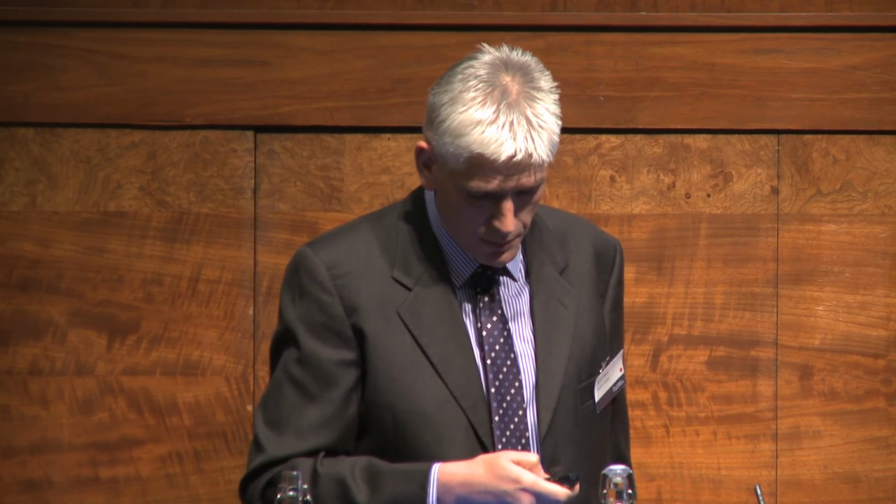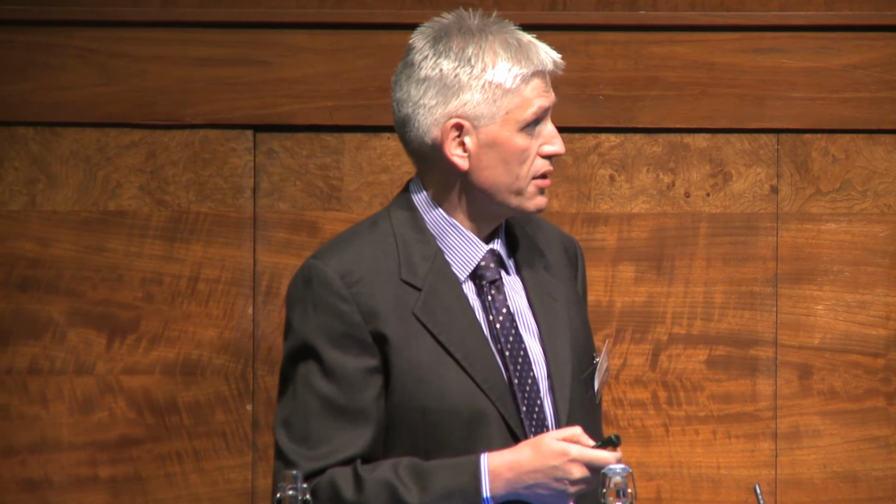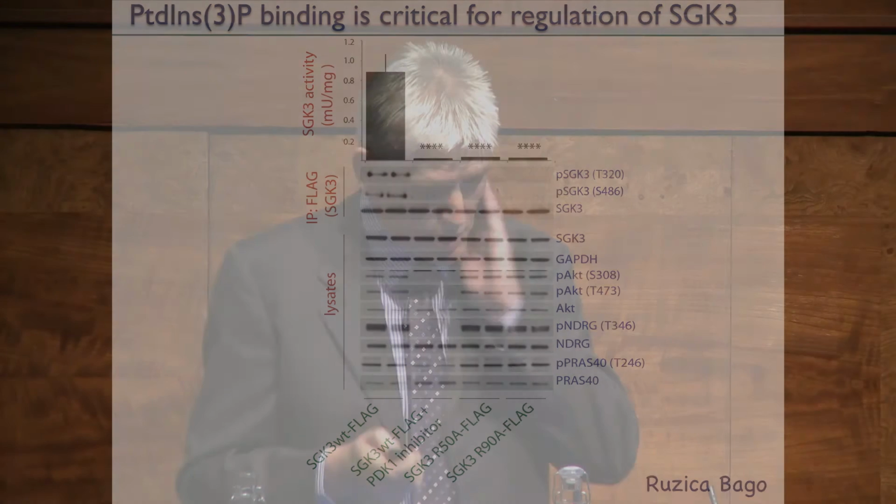And what was quite interesting was that we then looked to see whether binding of PI3P was important for SGK3 activity in cells. And what was really interesting is if you express wild-type SGK3 in cells, it's active and it's phosphorylated at the sites that regulate activity. But if you mutate the arginine residues that mediate binding to PI3P, you can see you completely lose activity of SGK3. So that tells us that in cells, SGK3 must bind PI3P in order to become phosphorylated and thereby activated.